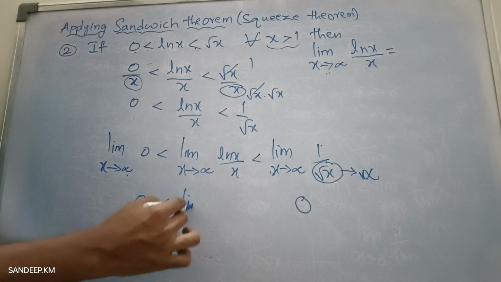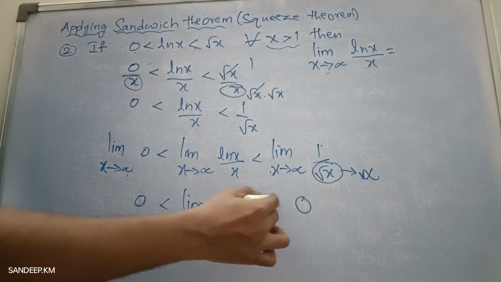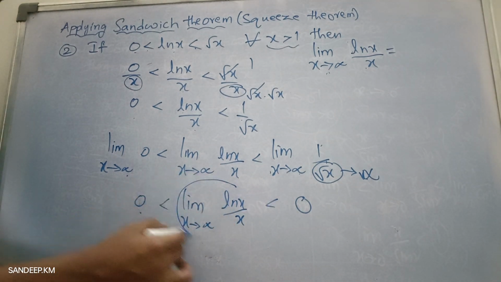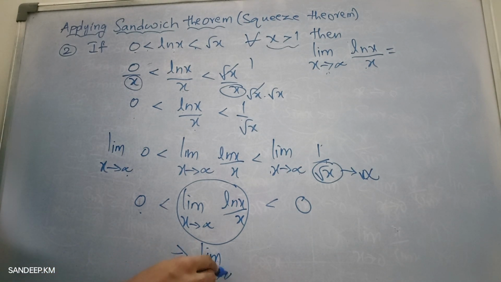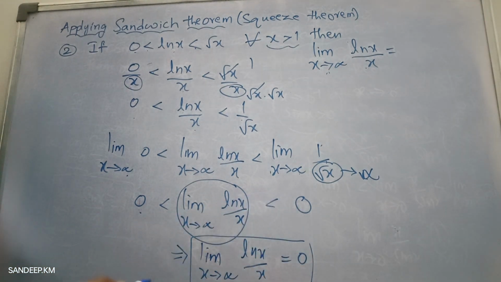So therefore, limit x approaches infinity, ln x by x is sandwiched between 0 and 0, then the only possible value of this limit is how much? 0. So that implies limit x approaches infinity, ln x by x is equal to 0. So this is one way of proving that the answer is 0.